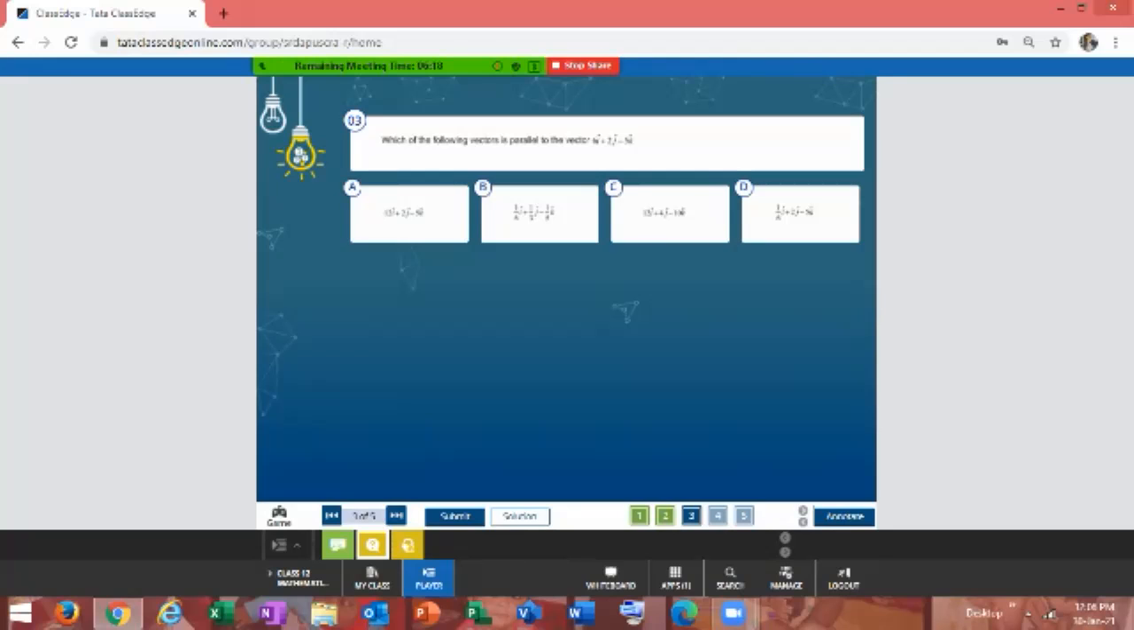Is the screen blurry? Did you check it? Okay, you tell me one thing: which option is the scalar product of the given vector 6i cap plus 2j cap minus 5k cap?